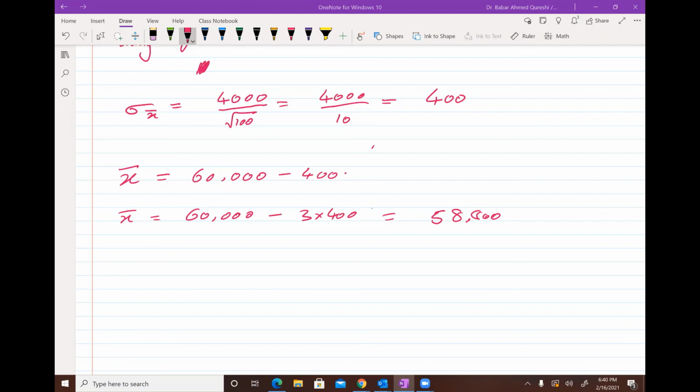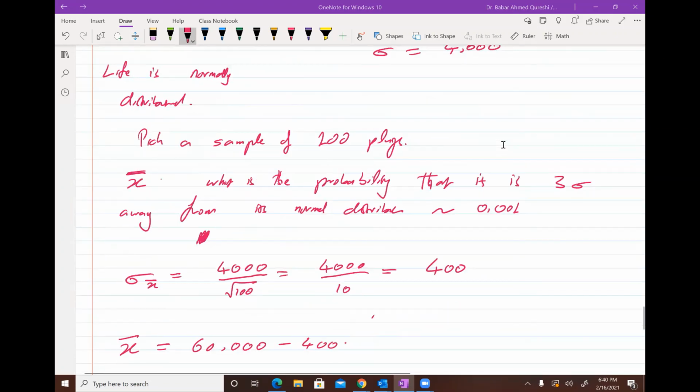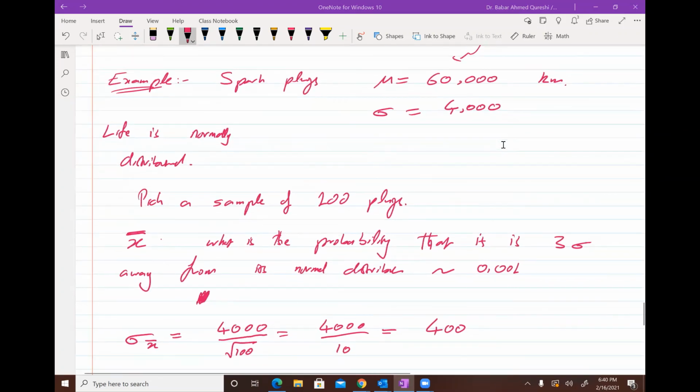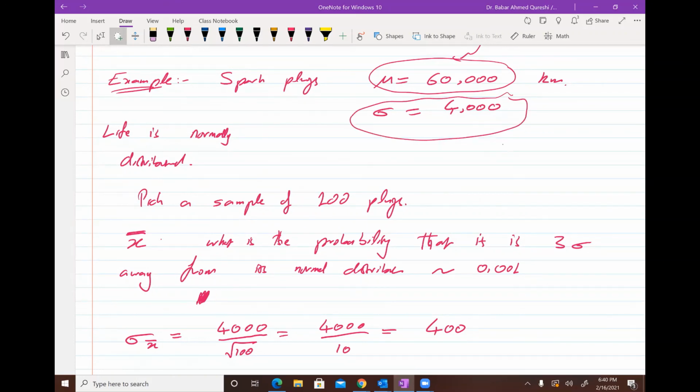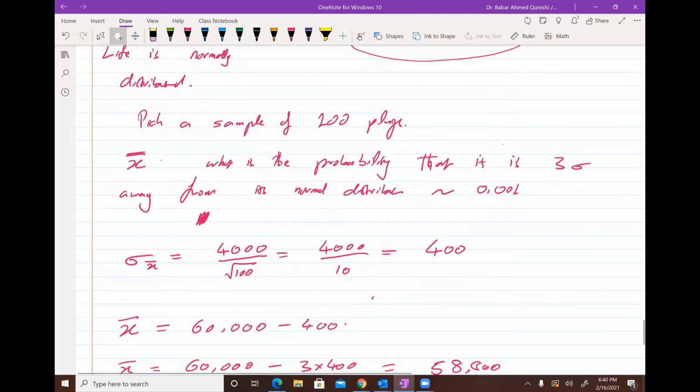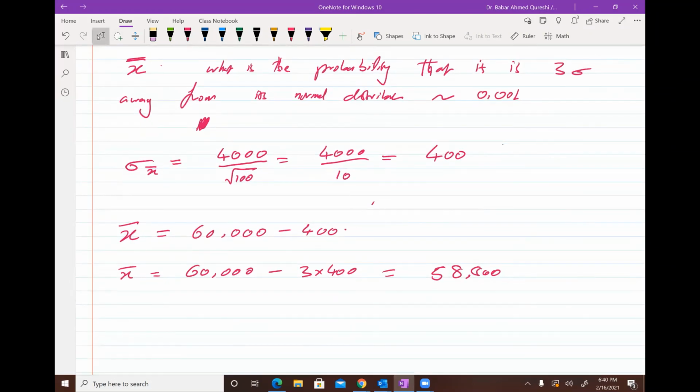I didn't take any 25 over here. Why this question? Okay, so I was given the mean life of the population, which is the company's claim, and the standard deviation is this much. I pick a sample of 100 and I make their mean.